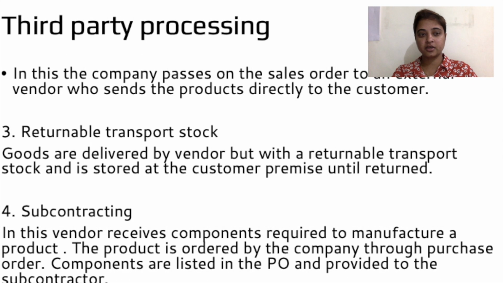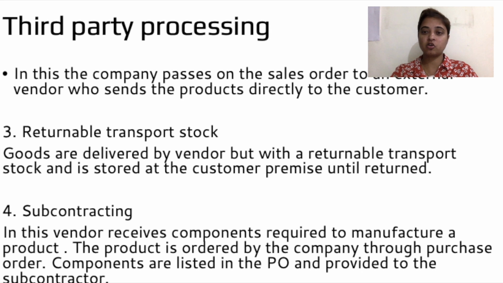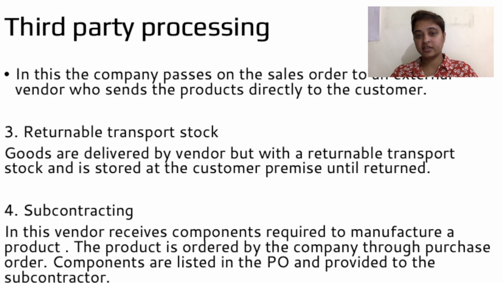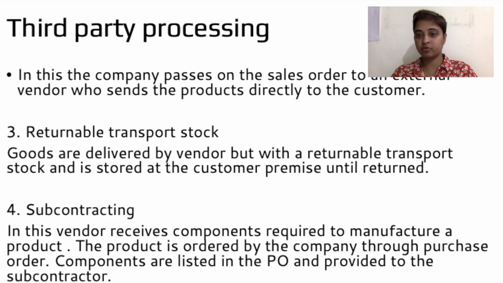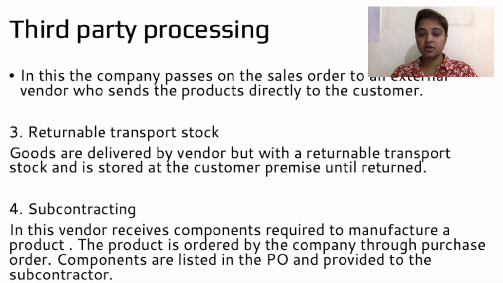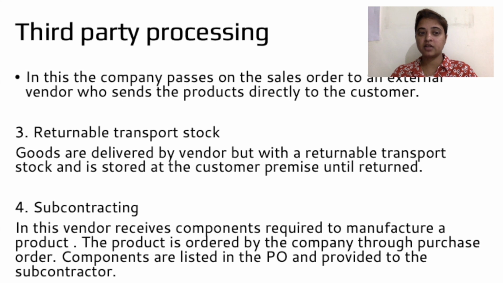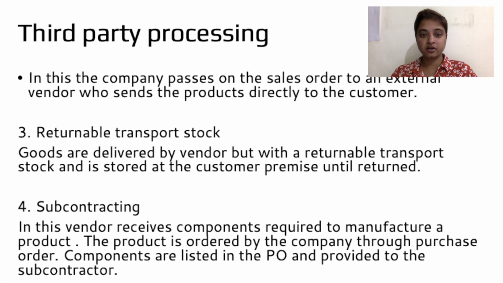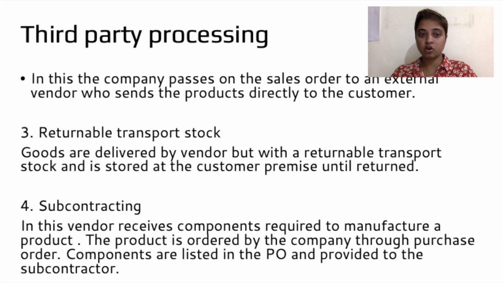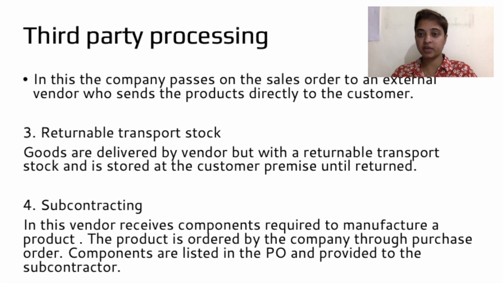Third party processing. In this, the company passes on the sales order to an external vendor who sends the products directly to the customers. Then another is returnable transport stock. That is, the goods are delivered by the vendor with returnable transport stock and are stored at the customer's premises until they are returned.